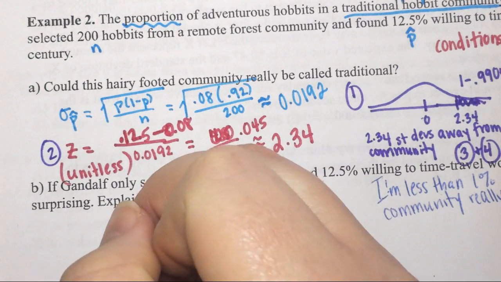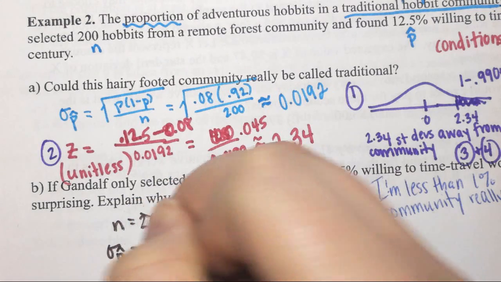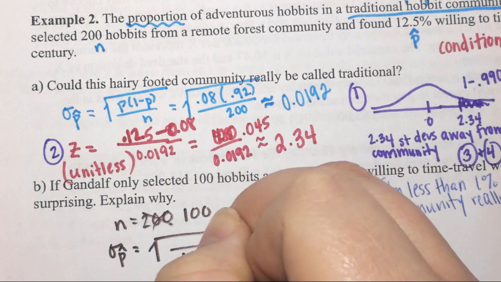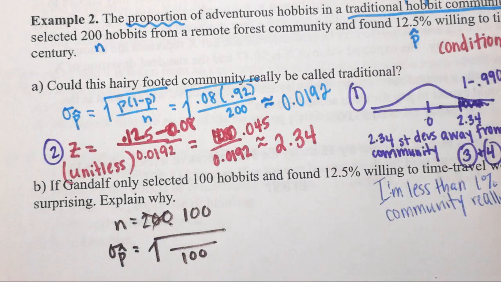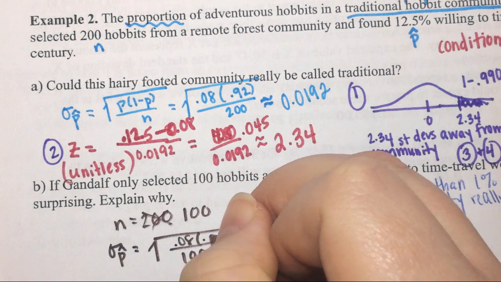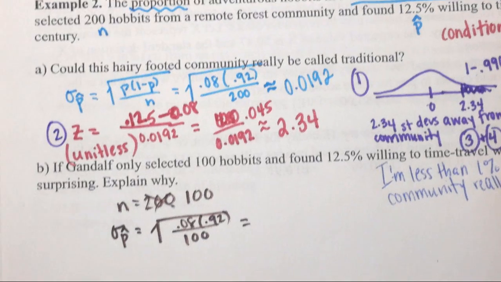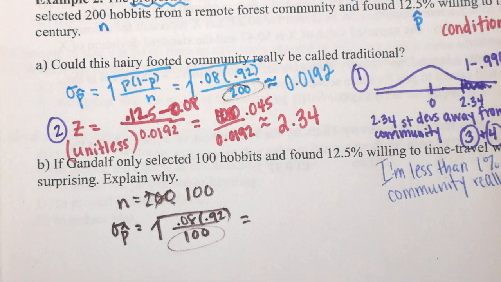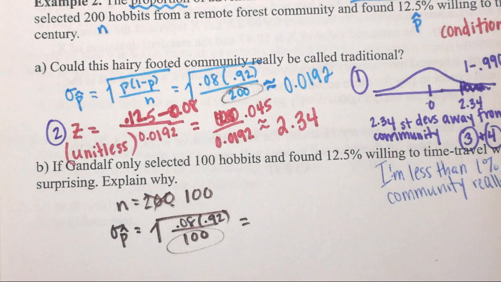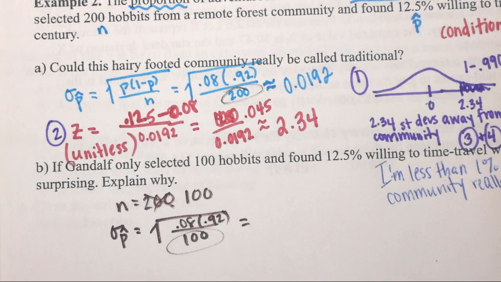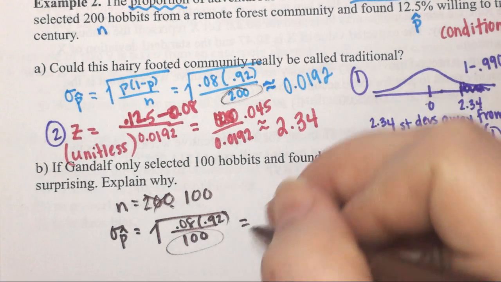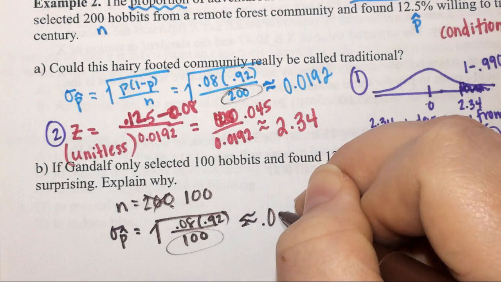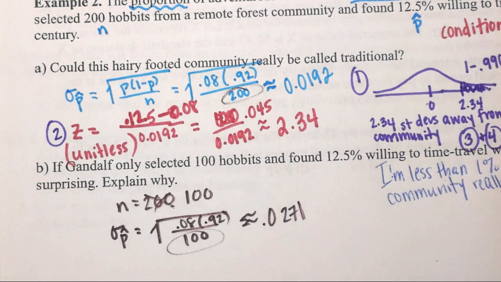And would our standard deviation increase or decrease? Okay, so if we changed our n, literally I'm just changing everywhere I had a 200, now I have a 100. It's going to completely change our standard deviation. Our standard deviation is now, instead of being 0.0192, I think it's going to be 0.0271. So that means our standard deviation has increased or decreased.